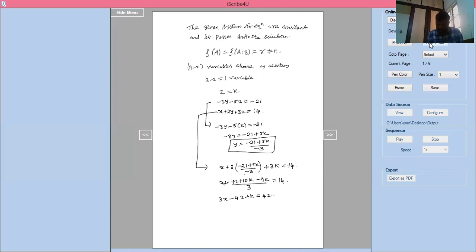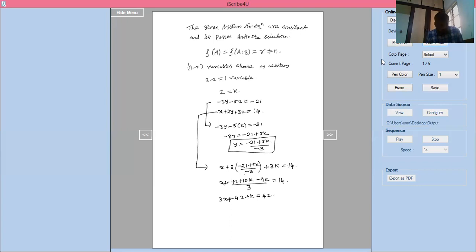And this one should be plus 10k minus 9k. So if you simplify this, 3x equal to, this is plus 42 minus 42, you will get, then this one also you will simplify, this is 3x, this is plus 42.